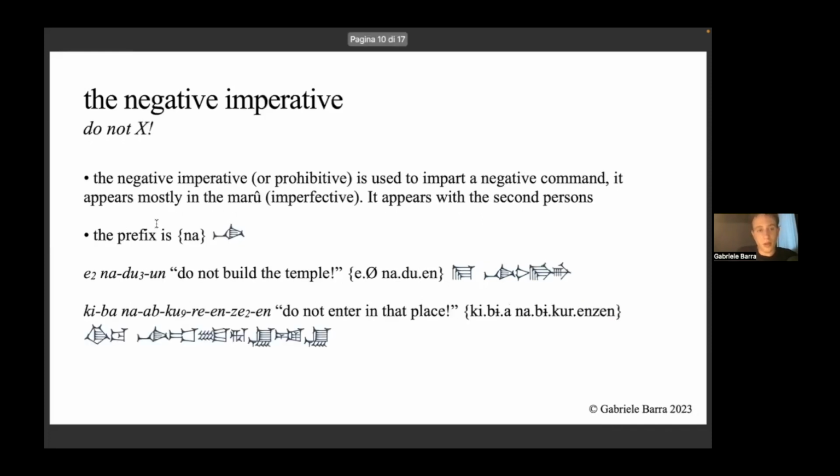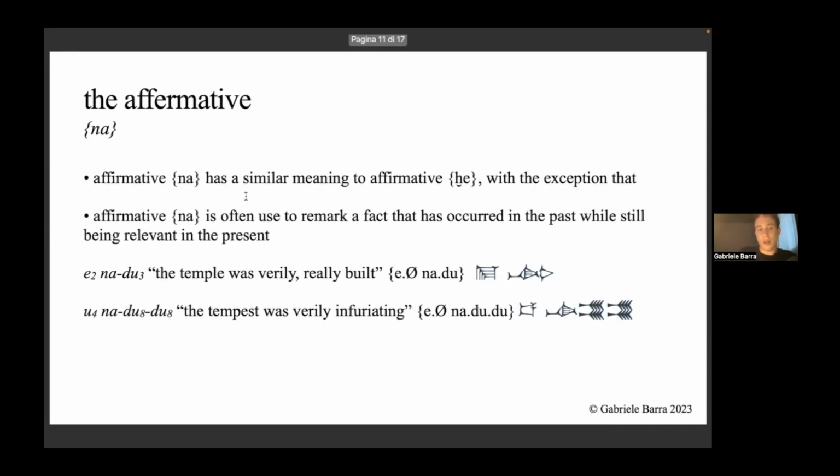Thing is, it's easy to confuse it with this. But again, this only appears in the second person and in the imperfective. And the other one, the affirmative, only in the perfective, and mostly the third person. So, itu nadu. The temple was really built. Very simple.